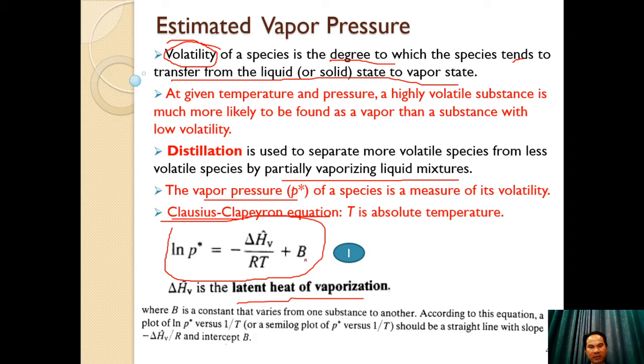You get constant temperature and constant B. These are estimated from the experimental data. Right? If you have the experimental data, you know the vapor pressure, you know the temperature, you can evaluate the latent heat of vaporization. Right? If you plot log vapor pressure versus 1 over T, you get slope minus ΔHv over R, right? And the intercept is B. It's a straight line.